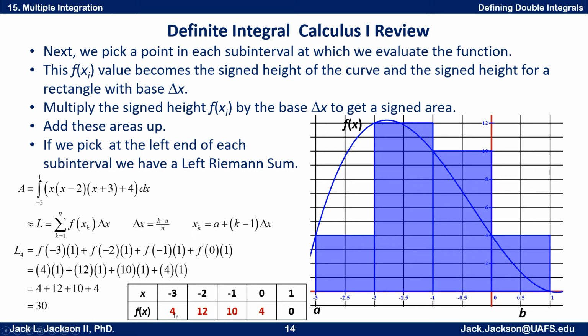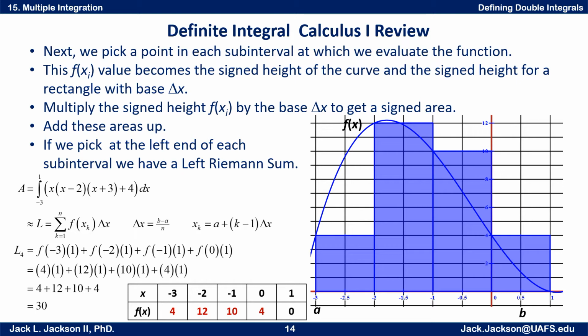And basically we're just adding these numbers 4, 12, 10, and 4, which are the 4 heights. We can factor out the common width of 1 if we want, or we can leave it in. If we leave it in, then each of these numbers here is actually the area of those. In this case, that number is 1, so the area and the height are the same number. And we add those up, and we get a left Riemann sum of 2.